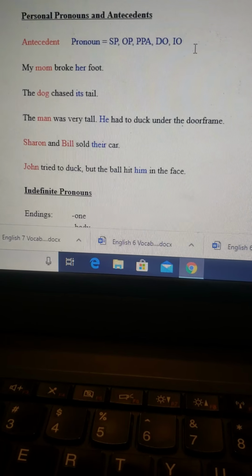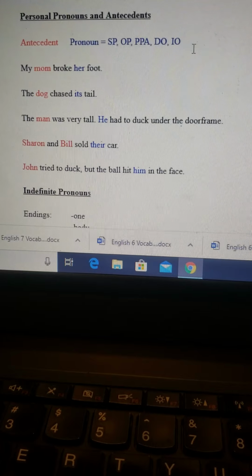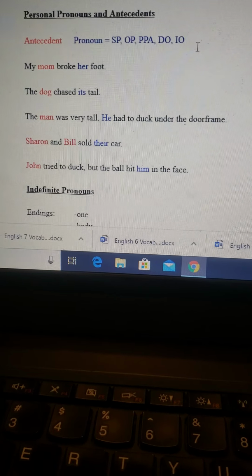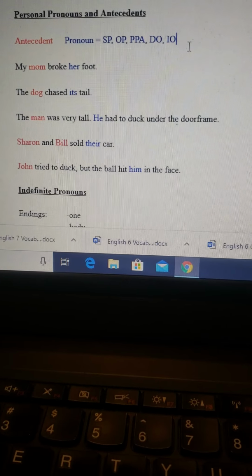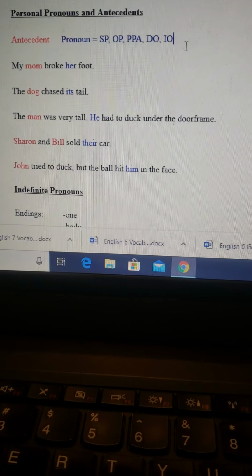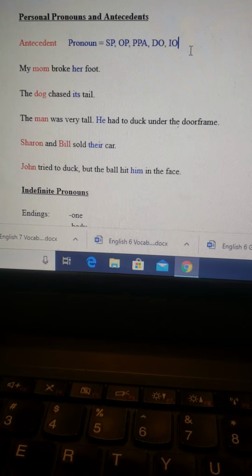Sentence 4 gives us a plural. So Sharon and Bill sold their car. There is a PPA. It shows ownership of the car. Who is this they who's selling their car? Sharon and Bill. Their refers back to Sharon and Bill. Sharon and Bill are both antecedents of their.